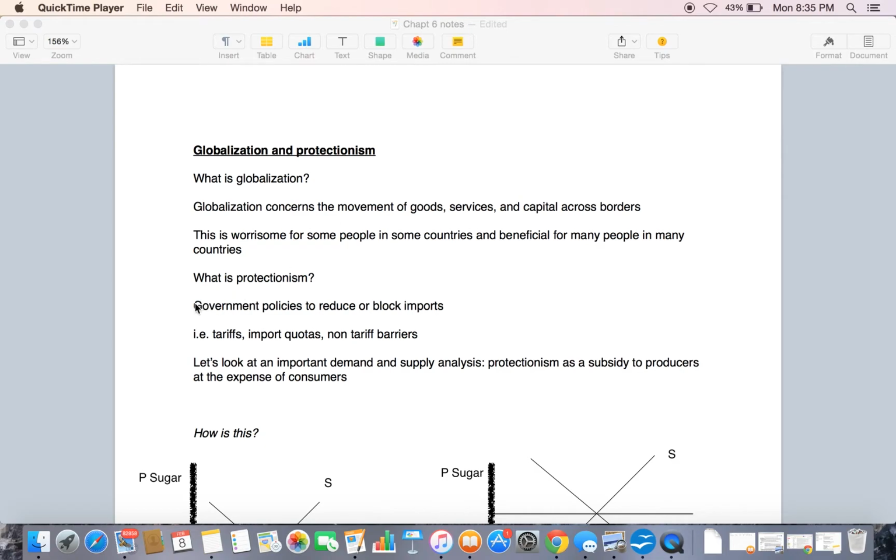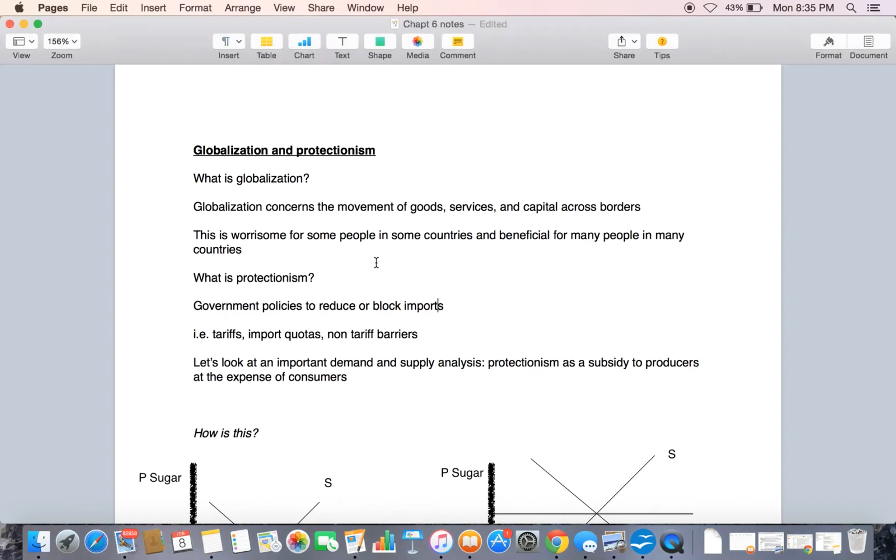Protectionism refers to government policies to reduce or block imports. And globalization concerns the movement of goods, services, and capital across borders. Because we have goods, services, and capital moving across borders, this can become worrisome for some people in some countries, but it is beneficial for many people in many countries. And so protectionism exists to block or reduce imports into a country.